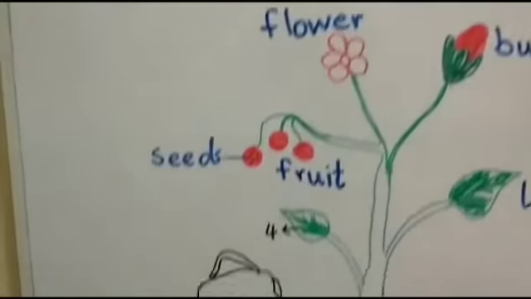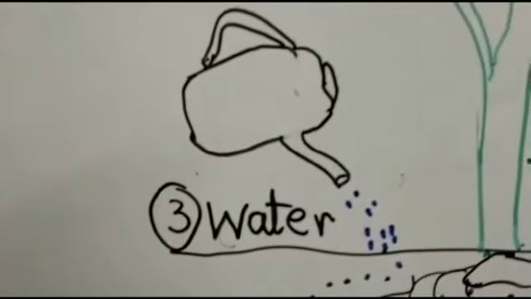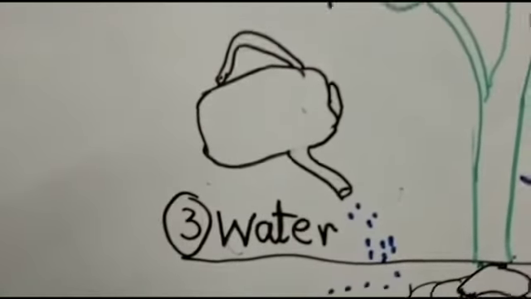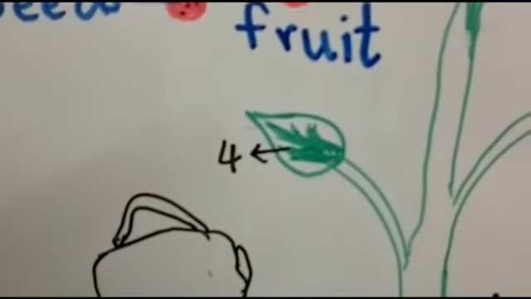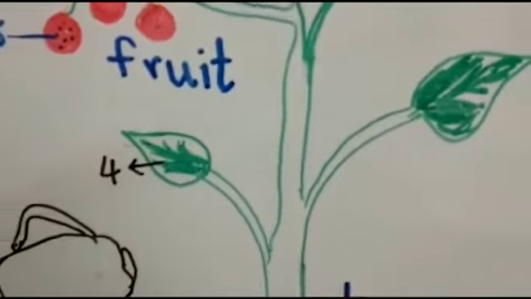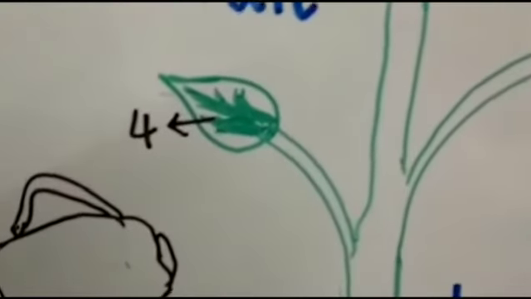I told you, when we did the air topic, I told you, air is very important for human beings, for animals and for plants as well. Number 3 is water. And number 4 is the green thing. The green thing in the plant, we call it chlorophyll, but you will learn it later.